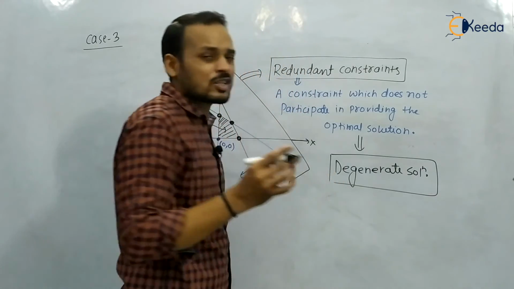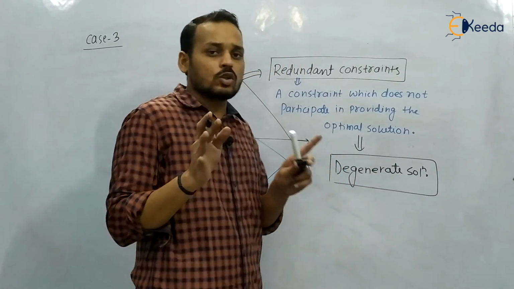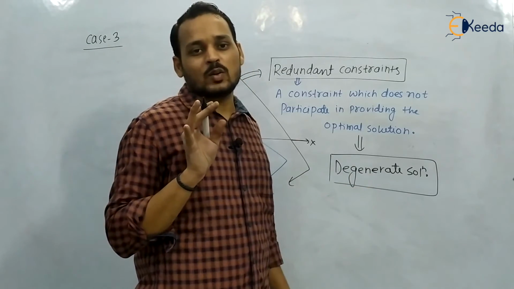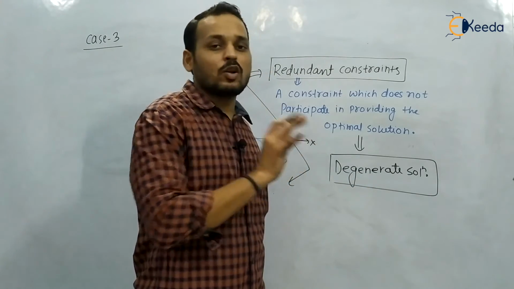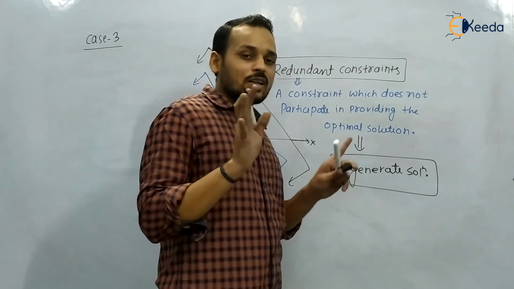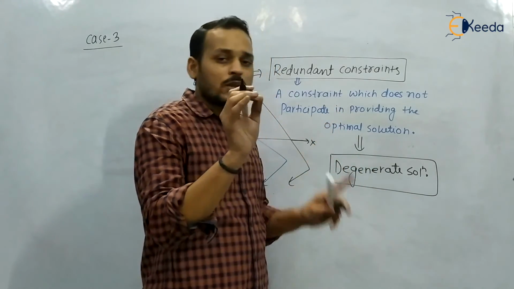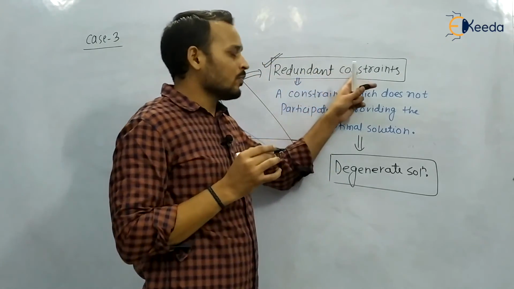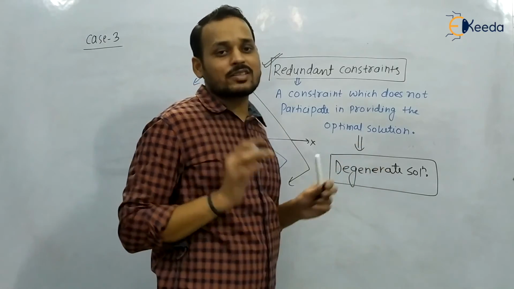It is not something special. A degenerate solution does not mean a special type of solution. It can be a unique solution, it can be a multiple optimal solution, any type of solution it can be. Degenerate is only a special name given for the redundant constraint: if the constraint is redundant, then the solution is degenerate.